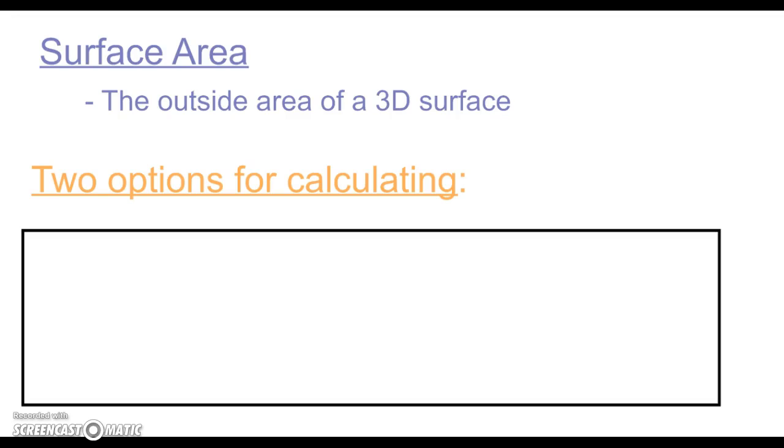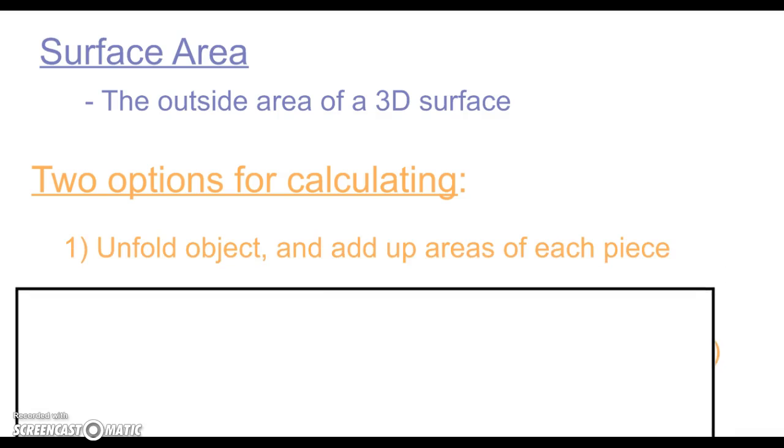Alright, today we're going to talk about surface area, and the definition is the outside area of a three-dimensional surface. So think of it as if you're going to paint the walls on your house on the outside, or even on the inside, doesn't matter. We're just talking about overall, if we have a bunch of surfaces that form a figure, what would be the area of all those figures combined? Which leads us into the two different options for calculating it.